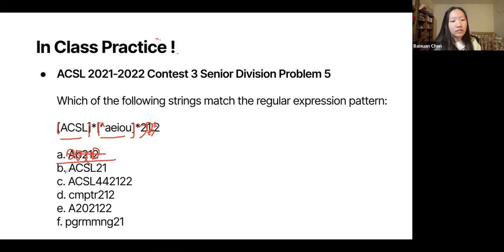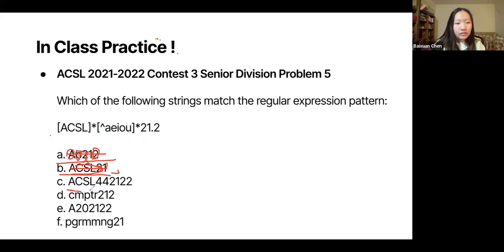So next we have ACSL uppercase 21. So this one will all go into here, which works. And then we have 0 of the non A, E, I, O, U characters. And then 2 will go here, and 1 will be here. And then we need another character after and a 2, which is obviously not here. So B also fails.